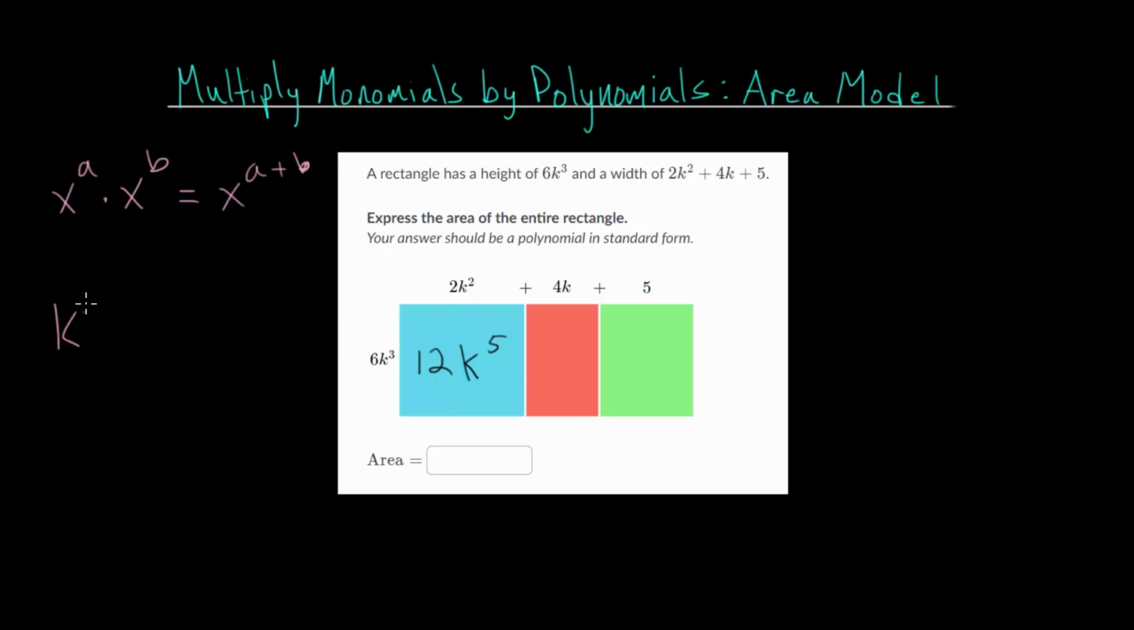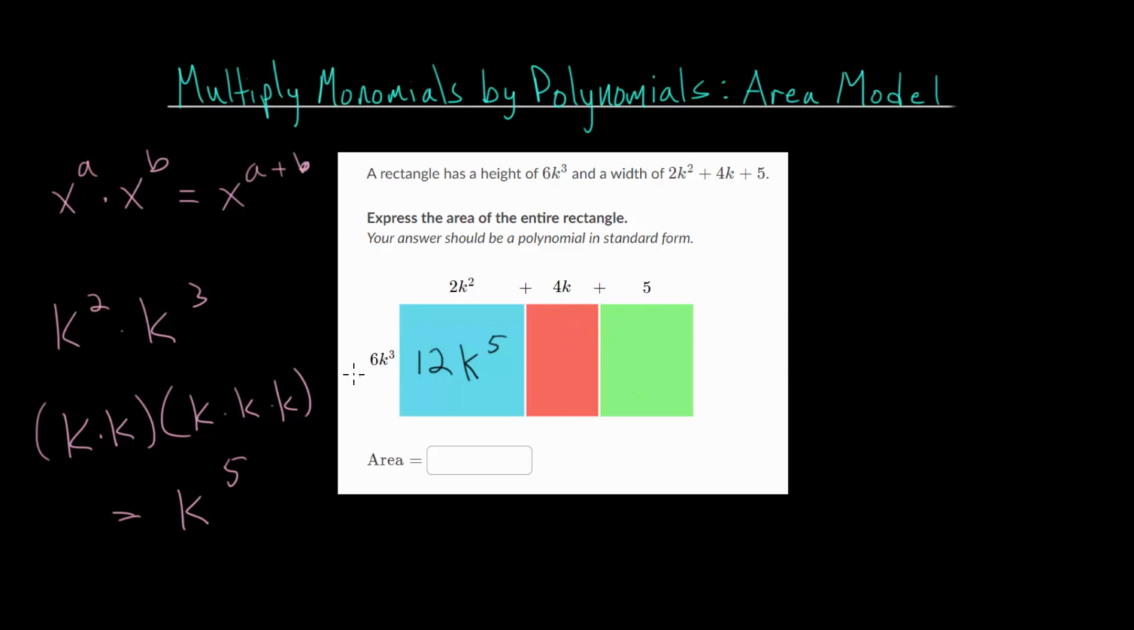So for us, we had k squared multiplied by k to the third. And k squared, if you remember the definition, we're multiplying this number that many times. So we're multiplying k twice. And k to the third, we're multiplying k 3 times. And so in total, you can count them, we are multiplying k 5 different times. But like I mentioned, since the base is the same, we could have just started by adding the two exponents together. Now let's move on to this red rectangle here.